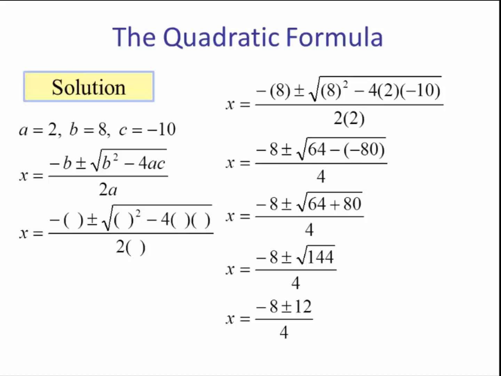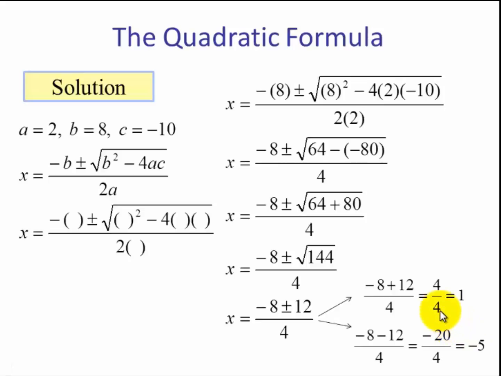This is two numbers, so we'll split them. The first one will be -8 plus 12 divided by 4. -8 plus 12 is 4, divided by 4 is 1. So x equals 1. The other solution is -8 minus 12, which is -20, divided by 4 gives me negative 5. So x equals 1 and x equals negative 5.